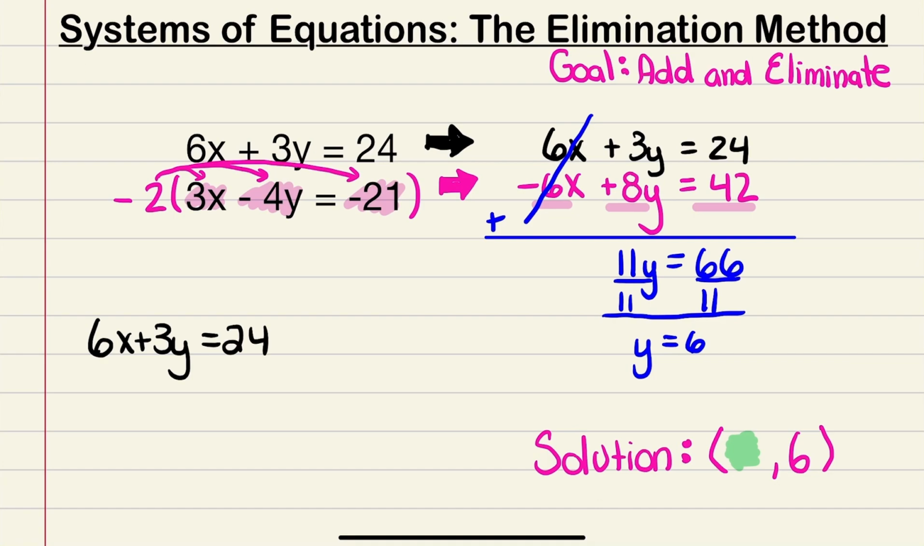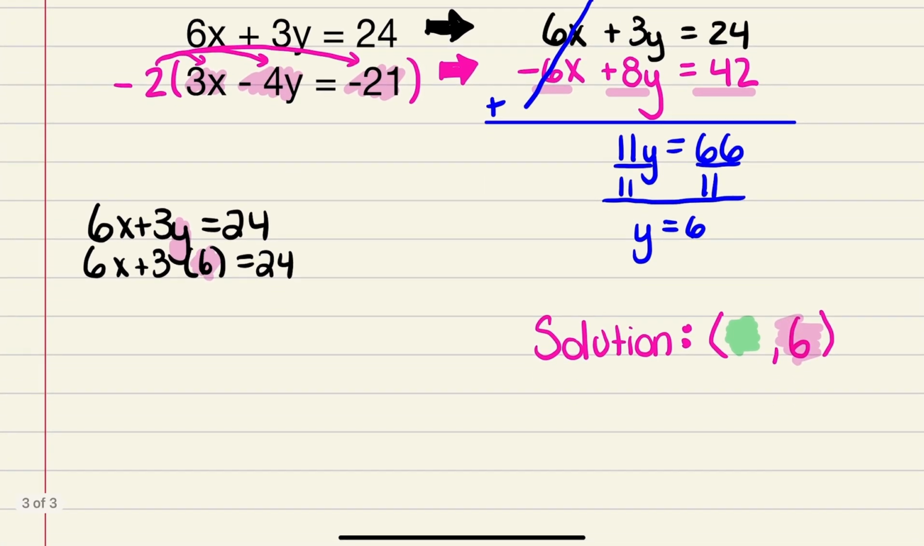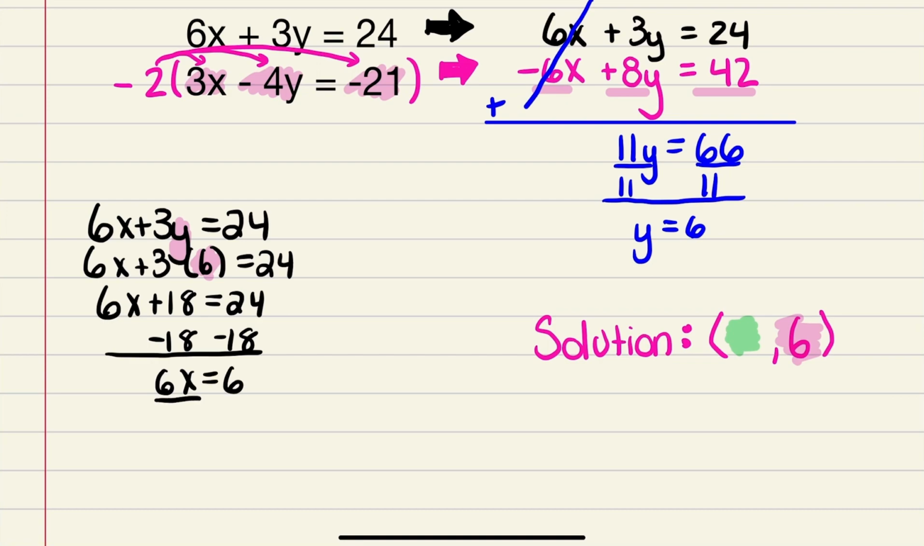I'm going to take this y, and everywhere I have this y, I'm going to put the 6, right? So 6x plus 3 times 6 equals 24. And I just noticed there's a lot of 6's. So just to be clear, that y was replaced with the 6 from the solution. So this is here because of this 6 here, okay? Now I'm going to simplify. So if I bring it down, 6x plus 18 equals 24. If I subtract 18 from both sides, I end up with 6x equaling 6. Divide both sides by 6, and I have x equals 1.